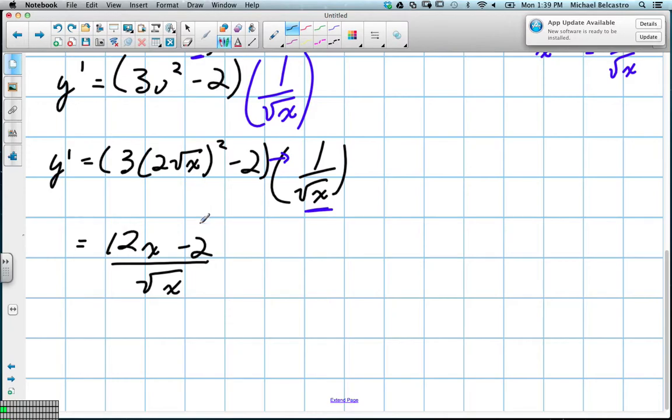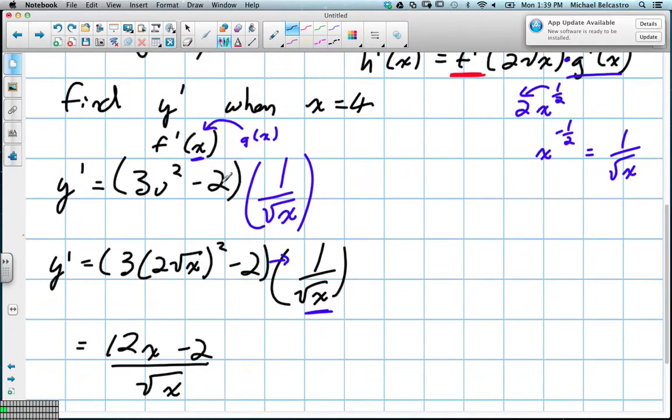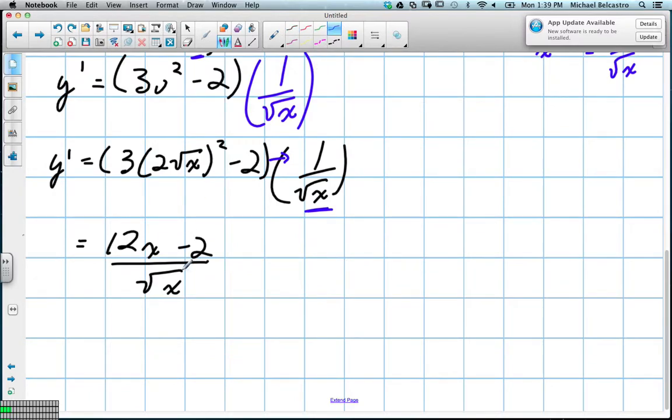This is pretty much as far as we want to go. They said we want to find the value when x was equal to 4. So we plug 4 in for our x value. 12 times 4 gives us 48 minus 2, which is 46. And the root of 4 is 2, which gives us a value of 23.